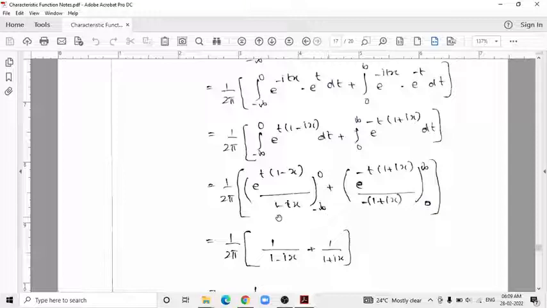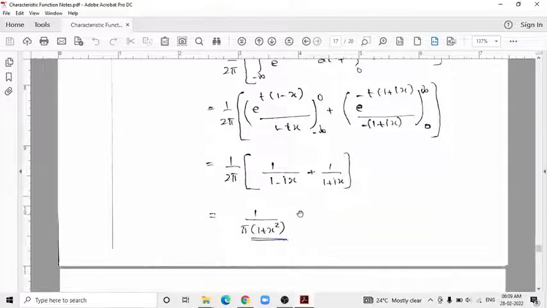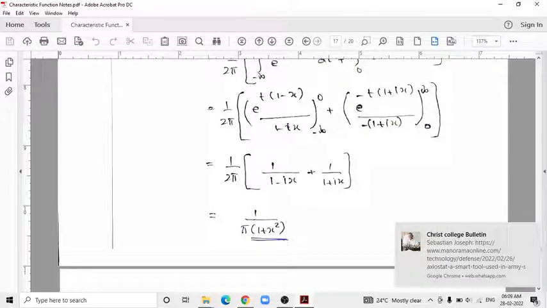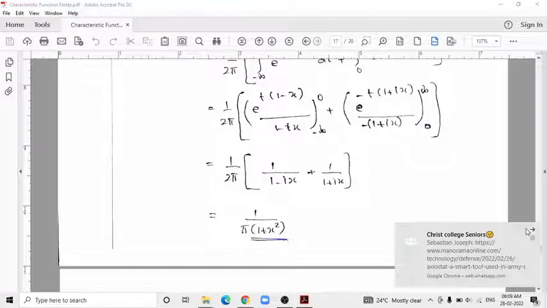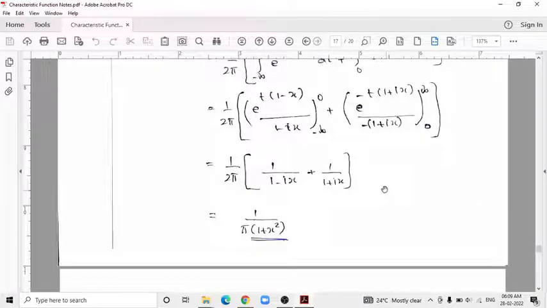When the upper limit is given, we get 1 by 1 minus ix, and nothing happens in the lower limit because everything will disappear. On the other side, it will disappear because of the upper limit infinity, and will be plus due to two negatives, the one negative already existing in the denominator and also the second negative from the lower limit, so it is 1 by 1 plus ix. So on simplification we get 1 by pi into 1 plus x square, which is the Cauchy distribution.